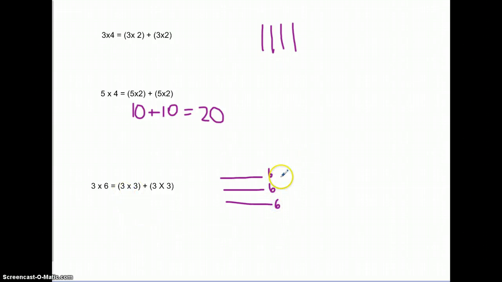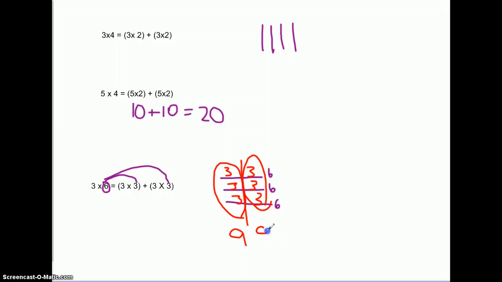So instead of doing that 6 in each row, what I decided to do is I broke that 6 apart and broke it into a 3 and a 3. So now what that looks like is instead of 6 in each row, I still have 3 rows, but there's 3 and 3, 3 and 3, 3 and 3. So what that means is I did 3 rows of 3 right here, which is a 9, and I did 3 rows of 3 right here, which is a 9, and then don't forget to add them together. 9 plus 9 is 18. So ladies and gentlemen, 3 times 6 is 18.